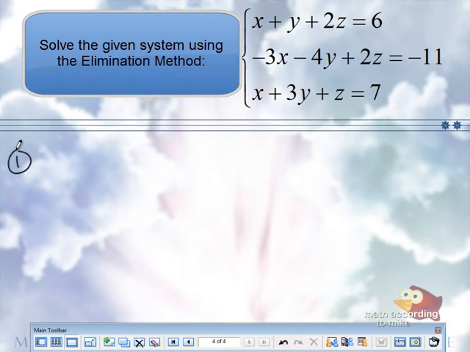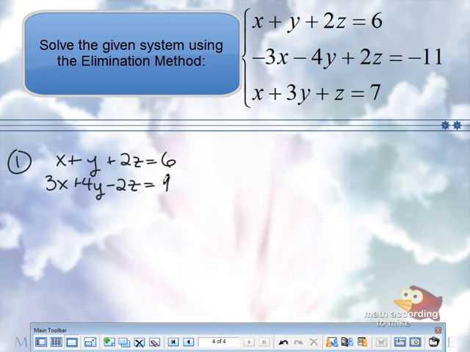Step 1. Pick 2 equations to eliminate z. Which 2 equations do you want to pick? First 2. So notice we have a 2z and a 2z, both positive, so we need to make one of them negative. So why don't we multiply the second equation by -1? So multiplying the second equation by -1, we'll get 3x plus 4y minus 2z equals 11.